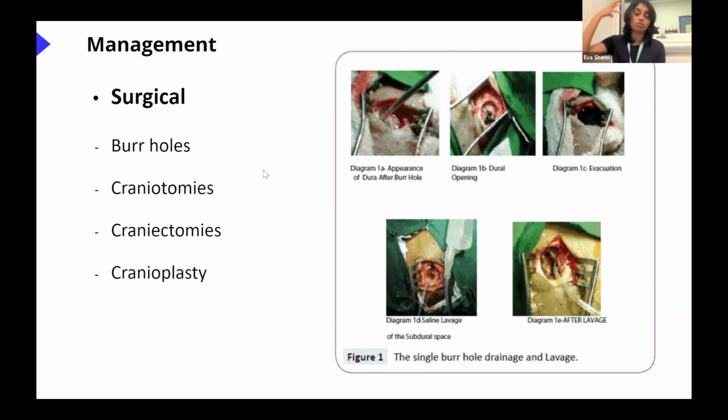Craniotomy is when you cut, take a bone flap, and then you have immediate access to it. Craniectomy is when you don't put the bone flap back and it's just covered with skin and meninges. Cranioplasty is when you put an artificial bone flap to cover it up later. It's usually done as a separate surgery in itself to cover the brain back.